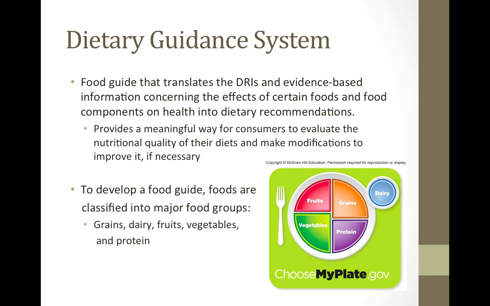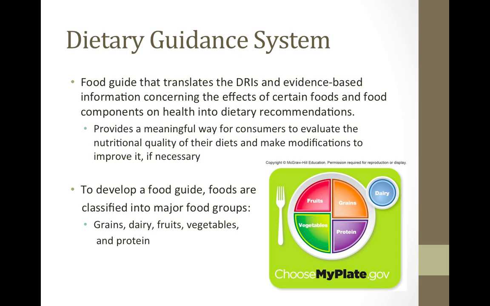Now, the DRIs don't translate to actual amounts or servings of food. And honestly, they don't translate to any type of information the average person can use on a daily basis. So if we can't practically use the DRIs, what do we use to help us choose a healthy diet? Well, nutrition experts have classified food groups and used the DRIs to develop dietary guidance systems, and the current one being MyPlate. And we'll discuss this in a few slides from now. But these systems provide a more meaningful way for consumers to evaluate their diets and improve them if necessary.